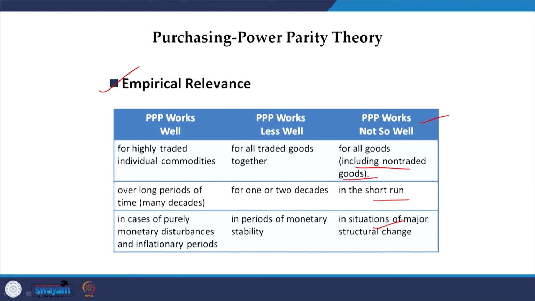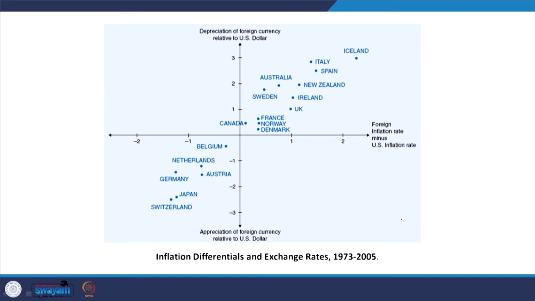In the case of purely monetary disturbances and inflationary periods, if the changes are very unique, then that is very fine. In a situation of major structural change, it is going to be very problematic. PPP does not work much, especially in periods of monetary stability; PPP works relatively less. Coming to the inflation differentials and exchange rate in this period, which country has the higher level, they have a negative relationship. You can just have a look.